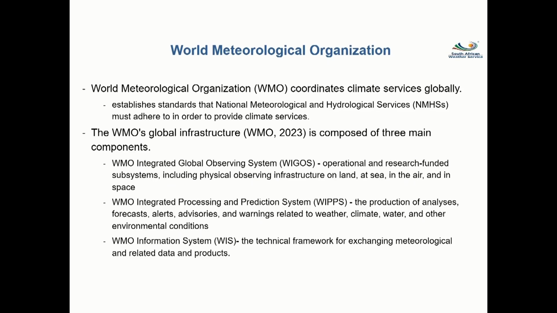And lastly, we have the WMO Information System, that is the WIS, a technical framework for exchanging meteorological and related data and products. So as part of the WMO, or as an NHMS, we need to share data. The data that we share is used as input to the global circulation models. So for your models to predict weather or climate better, they rely upon good observations on the ground.